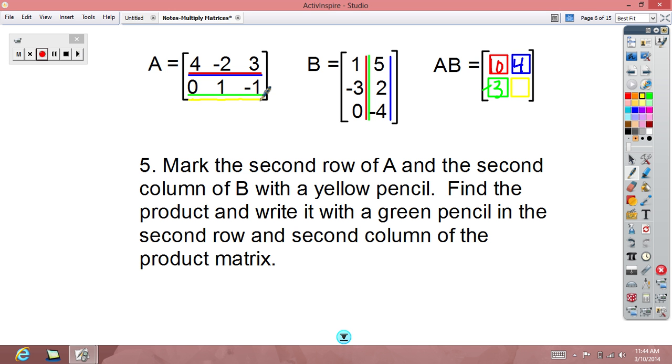So here again, second row, second column, and I do the same thing. 0 times 5. Add them together. 1 times 2. Add them together. Negative 1 times negative 4. Okay, here's 0 times 5, 0, plus 2, plus 4, and so my answer is 6. And that is your solution matrix.